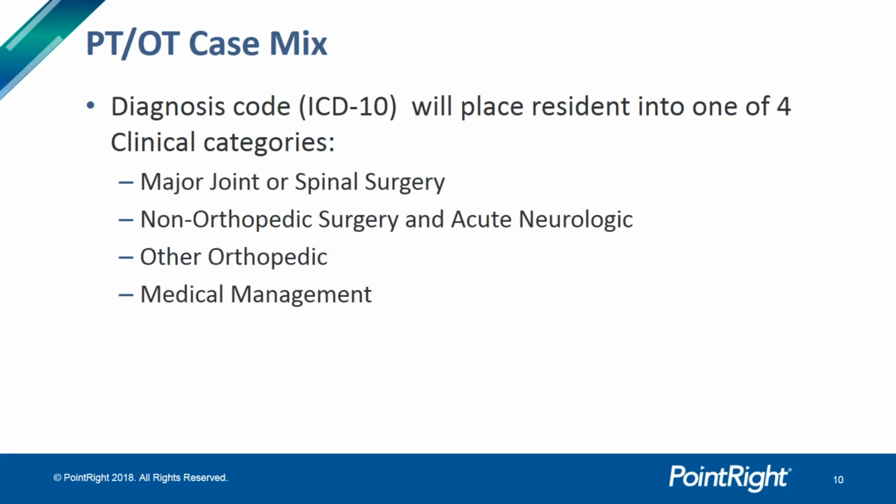So what will happen is the diagnosis code, the primary reason for the patient being in your SNF, will then place the resident into one of 4 clinical categories. So they're looking at major joint or spinal surgery, non-orthopedic surgery and acute neurologic, other orthopedic, and medical management. And you'll see the first 2 indicate that surgery was involved. And so when CMS makes that adjustment in section J asking about surgery, it'll be important to code that up obviously correctly so that the resident will be placed along with that diagnosis code in the right category.